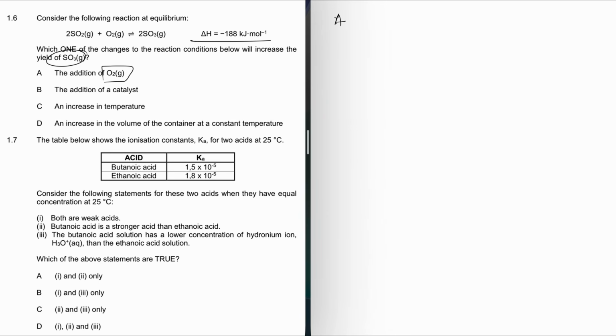If I add O2, now this is at equilibrium, so Le Chatelier's principle will apply. The system will want to decrease the amount of O2 by favoring the side that will use it up. So in other words, the forward reaction is going to be favored. So as a result, the amount of O2 will decrease, but because the forward reaction is favored, the amount of SO3 will increase. And that's actually what we want. So the answer here, quite simply, is going to be A.